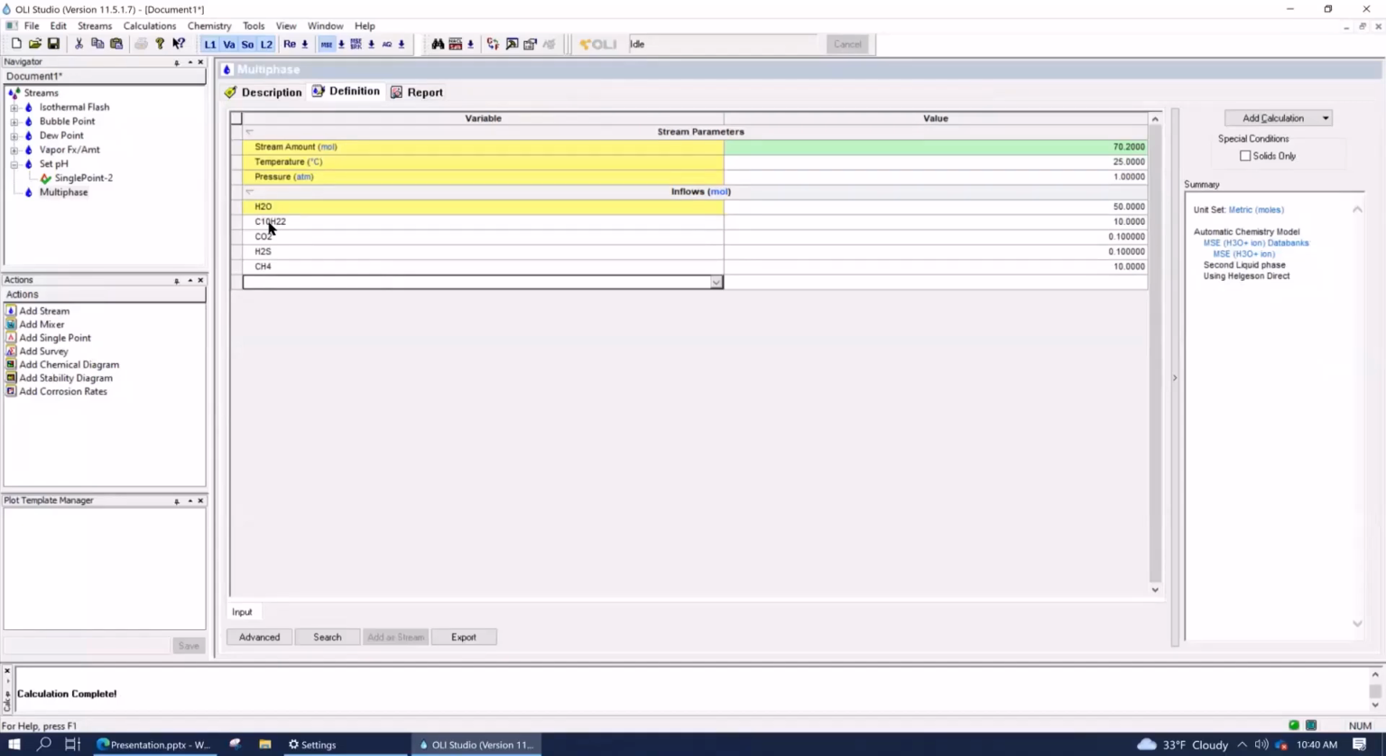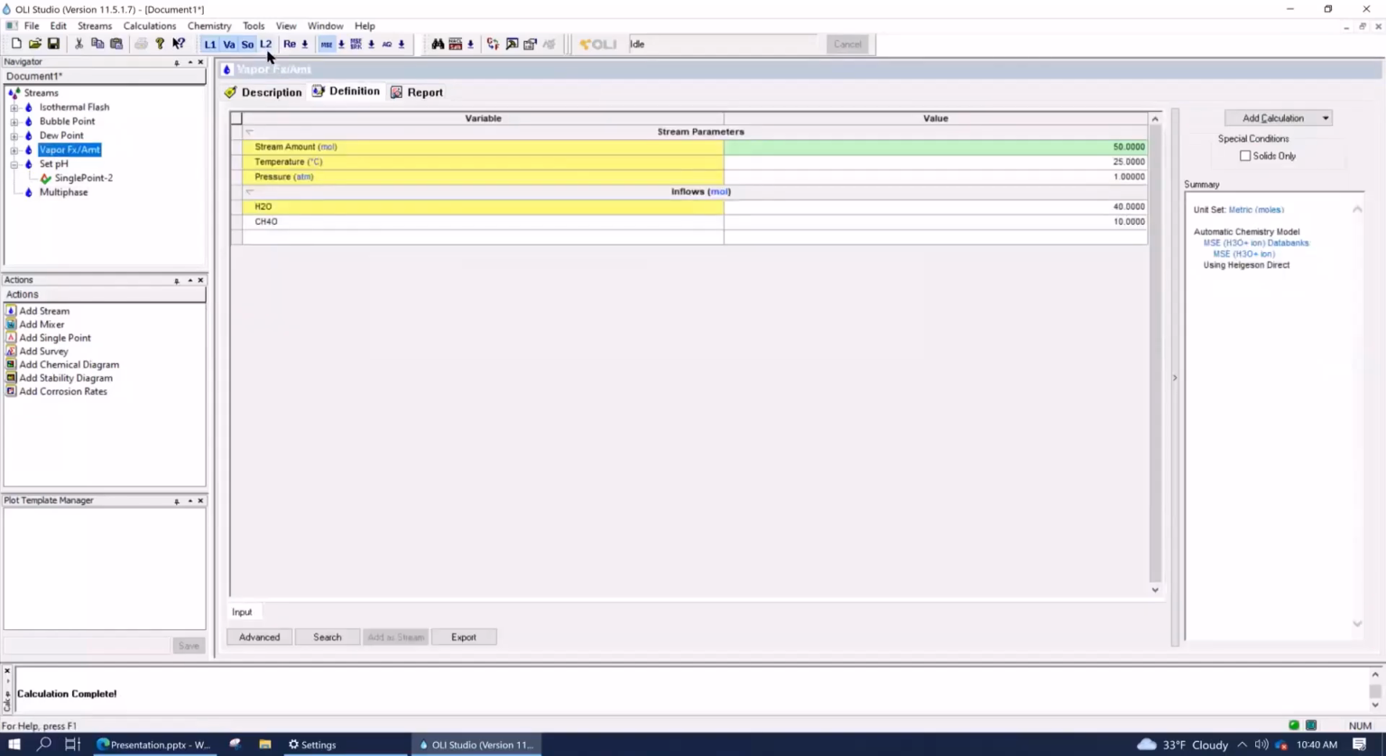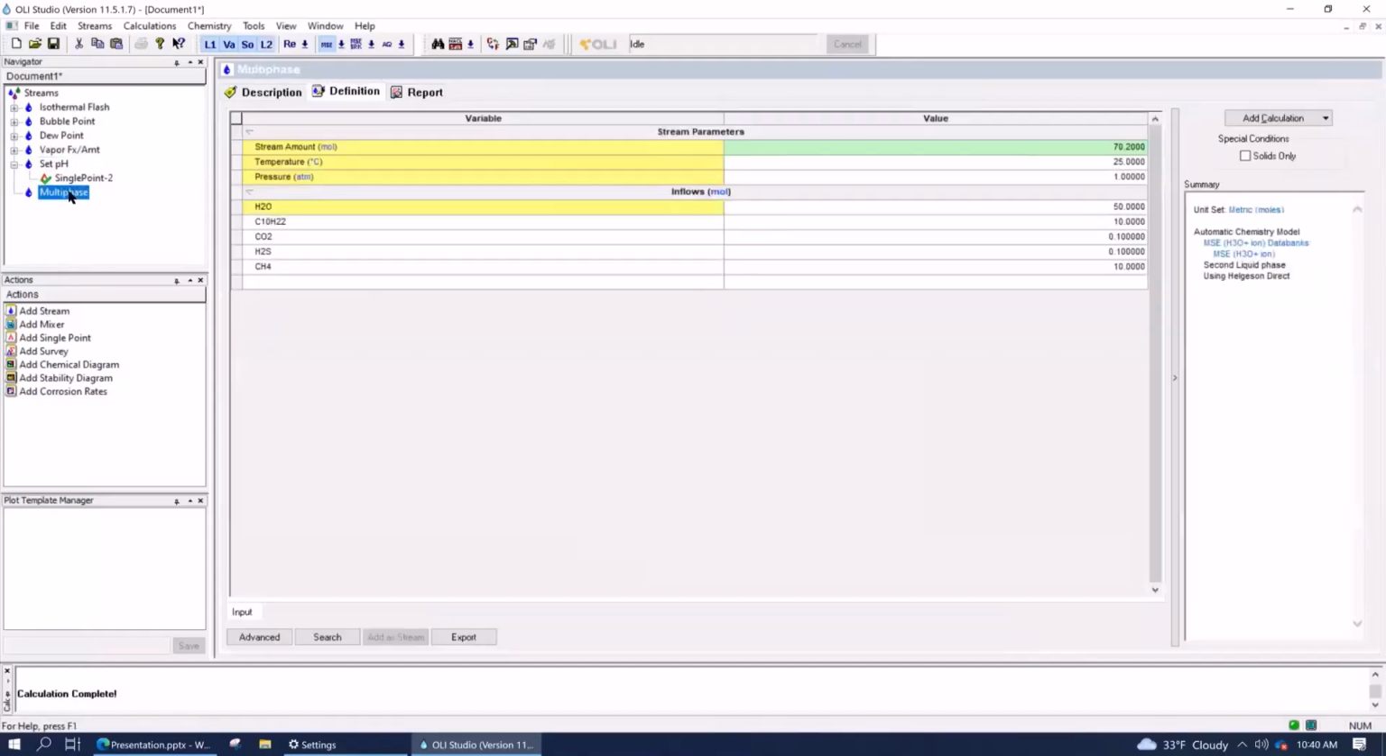One of the things you may or may not have noticed is that when you added the C10H22, the decane, to the water, the software identified that as being a hydrocarbon phase, and it automatically turned on the L2 button. If you go back to the other calculations, you'll notice that the L2 button was not selected because we were doing largely inorganic chemistry, or organic chemistry with methanol and acetone, which are miscible with water, so there was no need to think about a second phase.